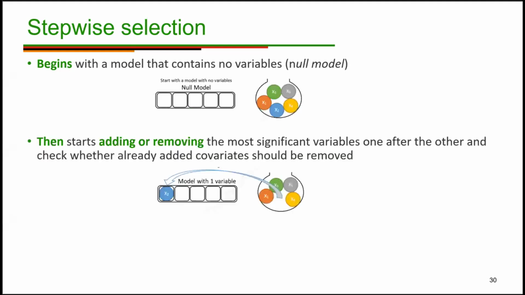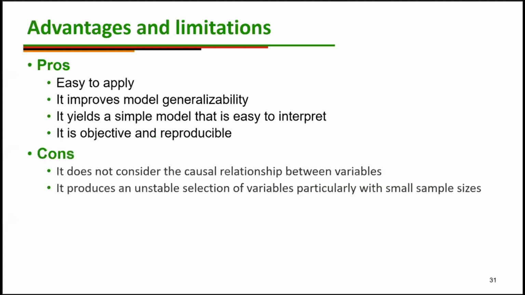Yeah, so the last bit, and this is the last slide that we have, the pros and cons. The pros are that when you're using the computer, the stepwise, it's easy to apply. It improves model generalizability, and it will always yield the model that best fits the data, and you're able to implement this objectively. And also because the computer is doing this, it's reproducible, as opposed to investigator-led, which might be subjective, right?